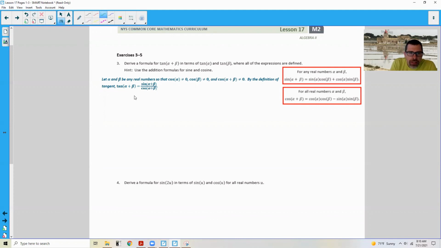Therefore, we continue by saying that the sine of alpha plus beta is the sine of alpha cosine beta plus cosine alpha sine beta. Okay, so we just substituted sine alpha plus beta for what this equation says over here. And that's all going to be divided by the cosine of alpha plus beta, which is the cosine of alpha cosine beta minus the sine of alpha times the sine of beta. Okay, so we just substituted in our formulas into here.